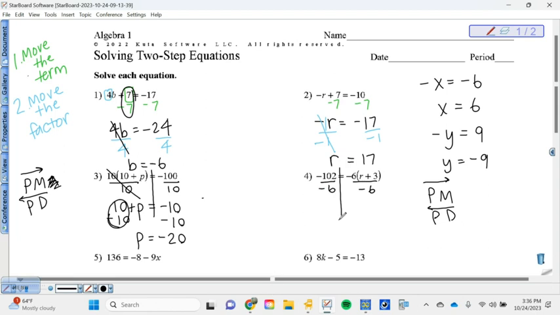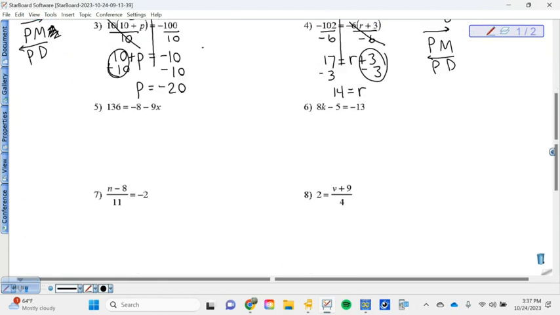Right? What's negative 102 divided by negative 6? 17. So 17 equals r plus 3. And then what do we do? Why is it subtract? Because we are adding 3, so I undo that by subtracting. Subtract 3 over there, so I get 14 equals r. Good. We can skip 5 and 6 for now, and I want to look at 7 and 8.